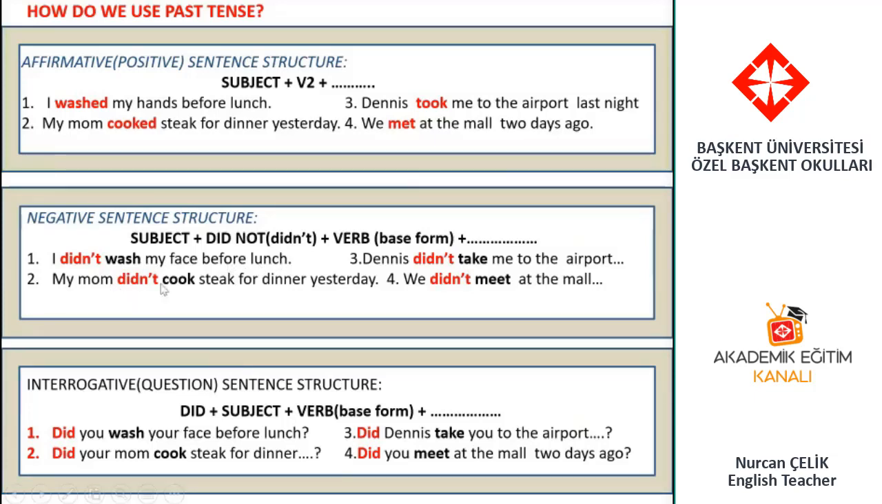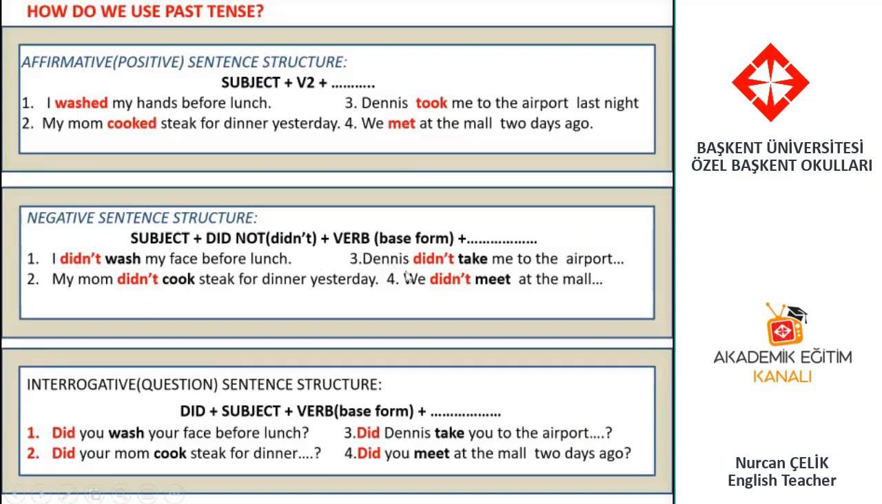My mom didn't cook steak for dinner yesterday. You can see the differences here. In positive form, washed, but in negative, we use did and it changes to wash. My mom cooked. We have a verb in the past in positive, but when we make it negative, we use didn't, and of course, did is the verb to, and we say cook, not cooked.